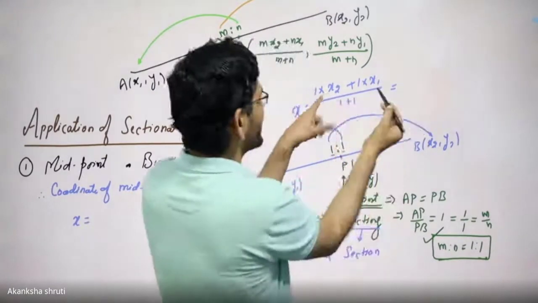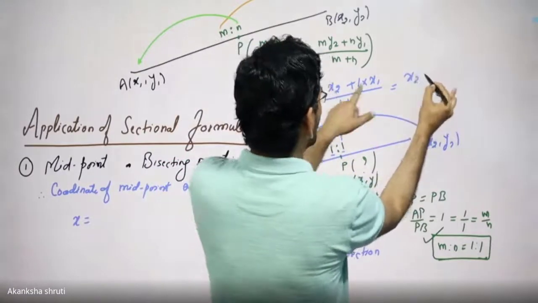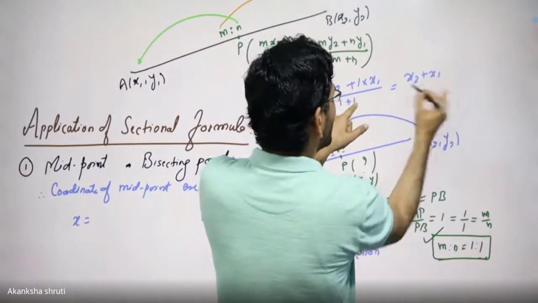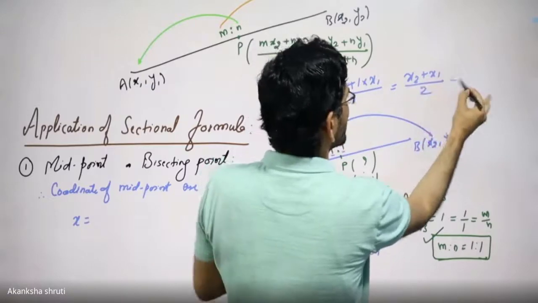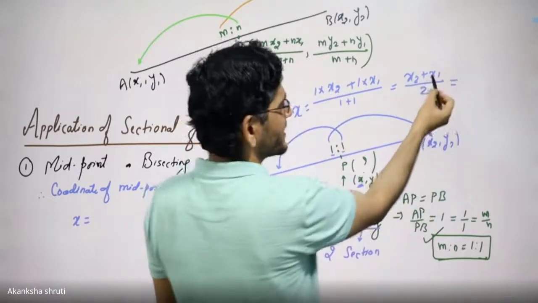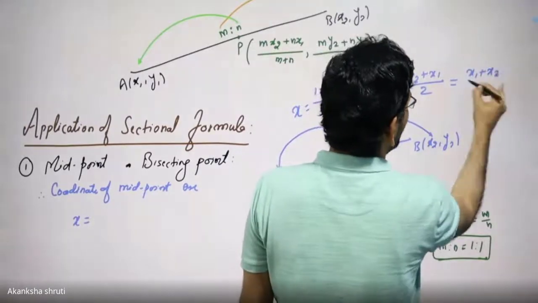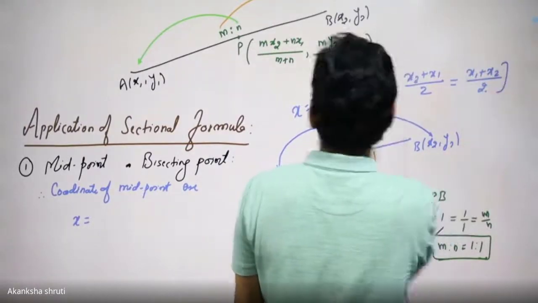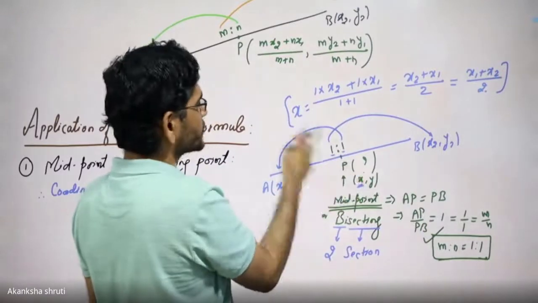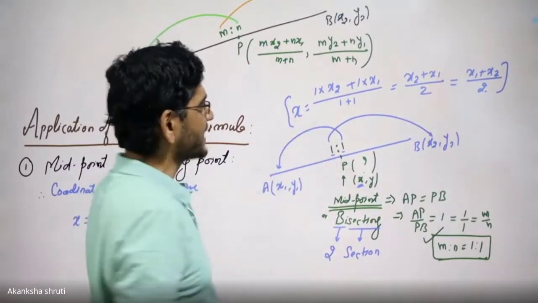1 multiplied by x2 remains x2. 1 multiplied by x1 remains x1. And the denominator 1 plus 1 is 2. For simplicity, we may write x1 first. So it is x1 plus x2 by 2. Okay, students? This way, the x coordinate of this P is calculated.